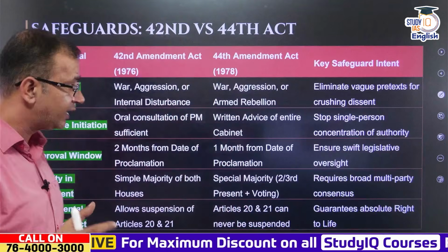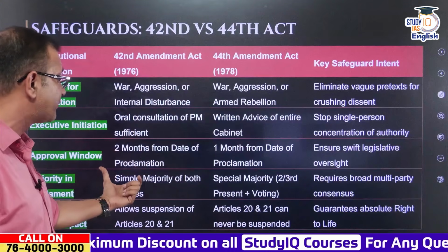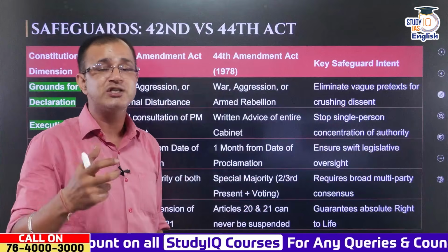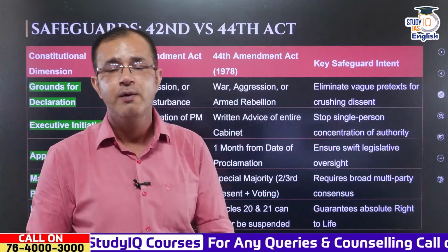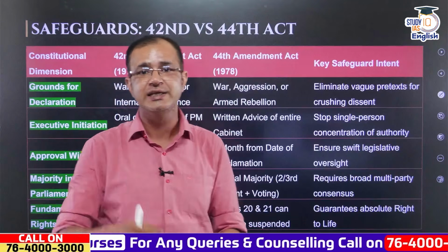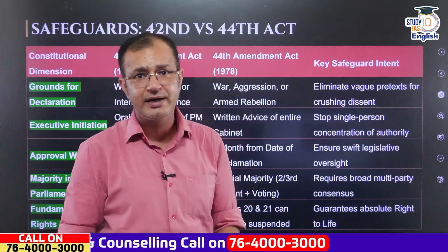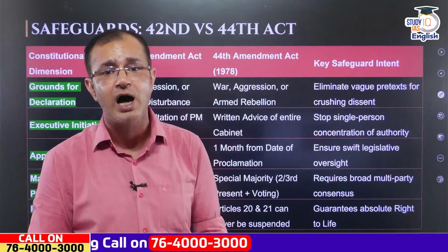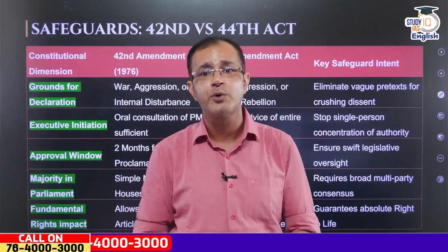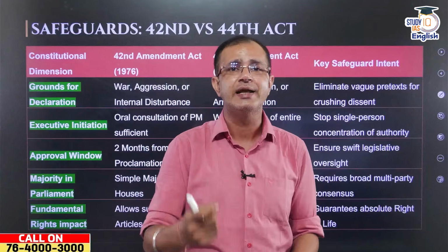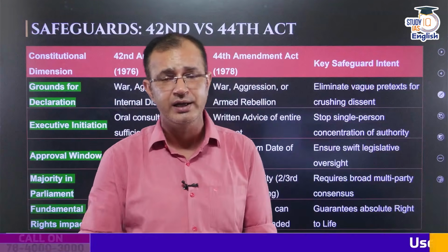Now, when it comes to the majority, before it was the simple majority that was required, but right now a special majority is required for the proclamation of the national emergency. That is 2/3 of those present and voting, and that must be greater than 50% of the strength of the House. So there is a requirement of broad multi-party consensus if a national emergency has to be imposed in India.